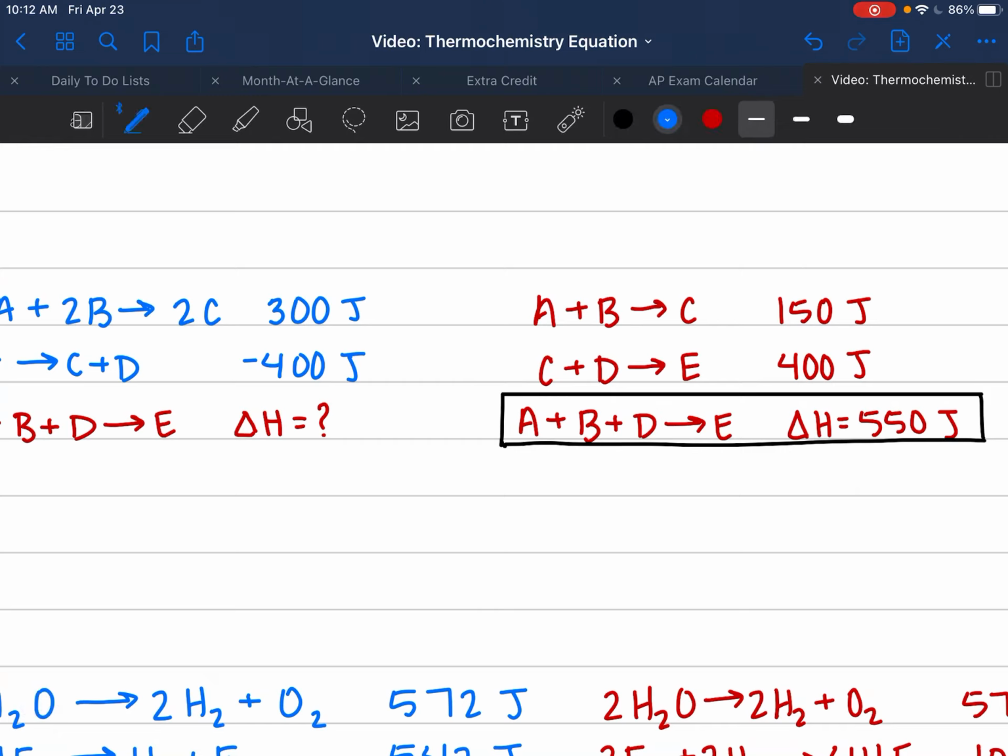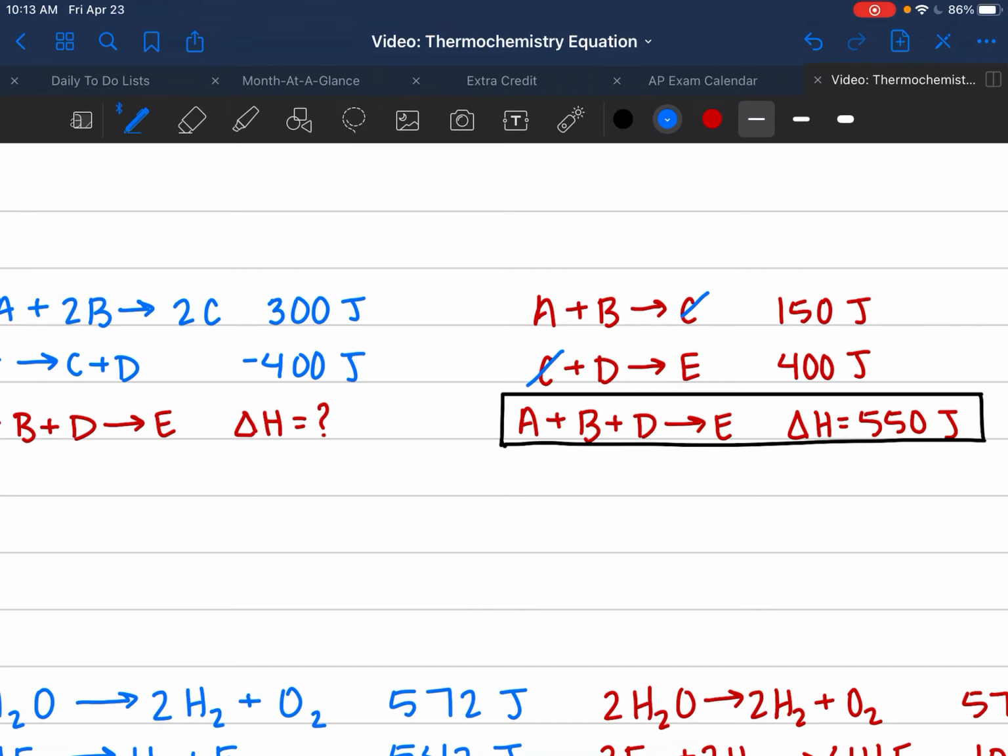We can go through and once again eliminate that C. It's on the product side at the top, the reactants at the bottom. And now when we add that together, we get A plus B plus D, which yields E. That is exactly what we had in our first equation that we were hoping for.